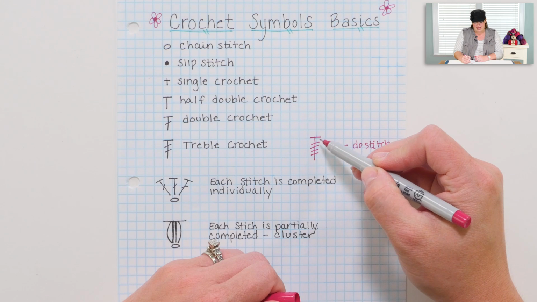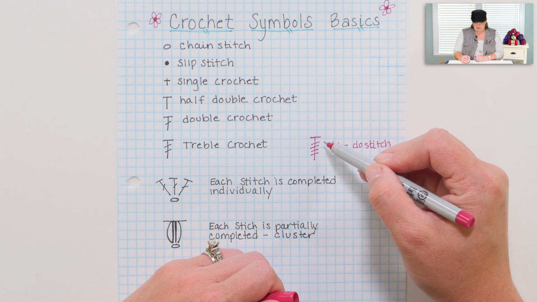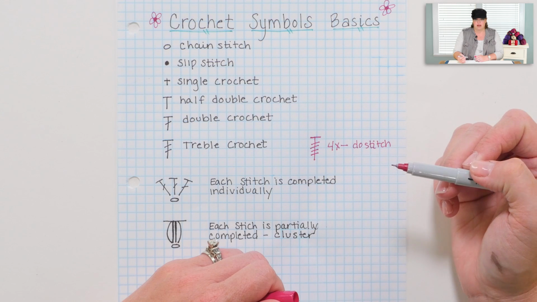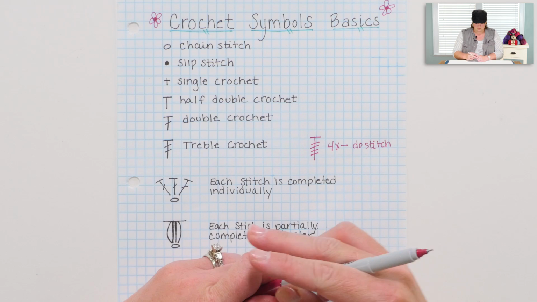So can you see how handy it is to be able to say, oh, I might not know what stitch that is, but if I put 4 yarn overs on my hook, I'll be able to complete whatever stitch that may be. It's really helpful.